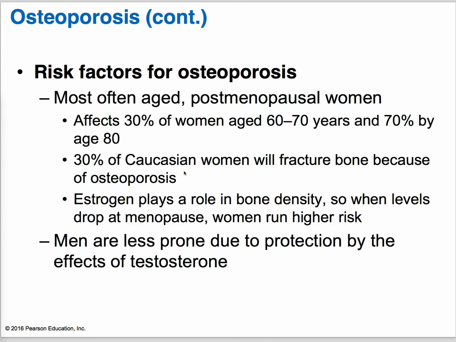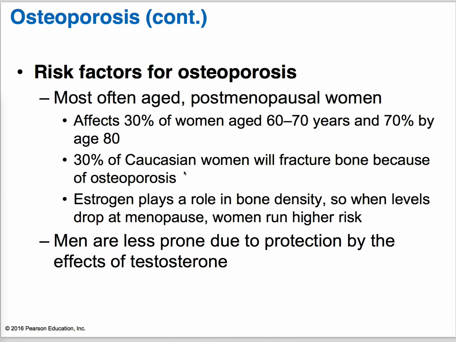So I discussed this already in the previous slide, but we'll just go over it again. I didn't know they had a slide for this, but yes, risk factors for osteoporosis. Most often, you'll tend to see this in postmenopausal women. And again, it's the women that are affected, not so much the men.